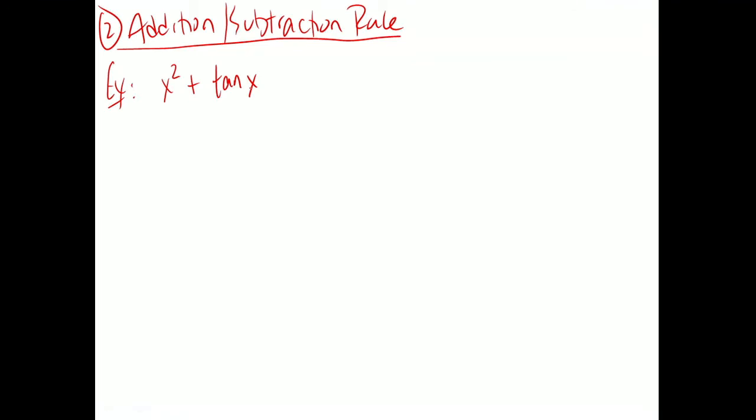Okay, so again, each of these characters is in my chart, right? x squared is in my chart, I know the derivative of that. And tangent is in my chart, I know the derivative of that. But what am I supposed to do when I want to do the derivative of the sum, or difference, as it turns out it's the same, of two or more functions?